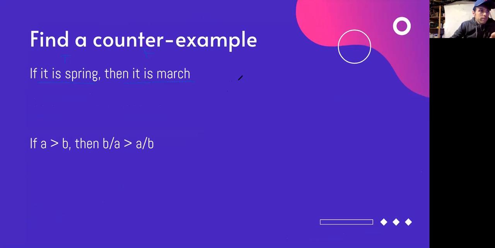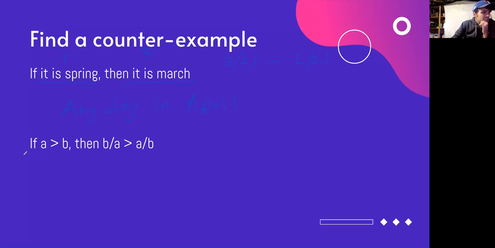This is easy enough. Spring is around April 21st through June 21st, depending on the year. That can switch a little bit, I think. So we need it to be spring, but not March. So any day in April or May. We just need one counterexample. So any day in April would work. Or May, or the beginning of June, or whenever. A lot of counterexamples here, plenty.